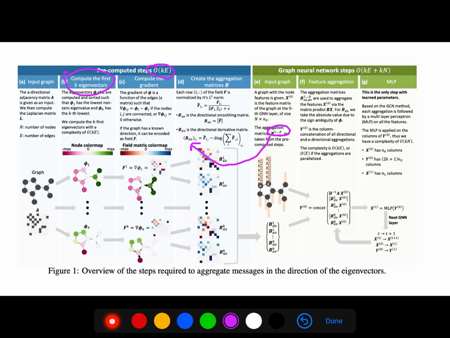Then we have feature aggregation. The aggregation matrices are used to aggregate the features via the matrix product, the Bx. For B, we take the absolute value due to the sign ambiguity of phi. And finally, this MLP is the only step with learned parameters. Based on the GCN, each aggregation is followed by a multi-layer perceptron on all features.